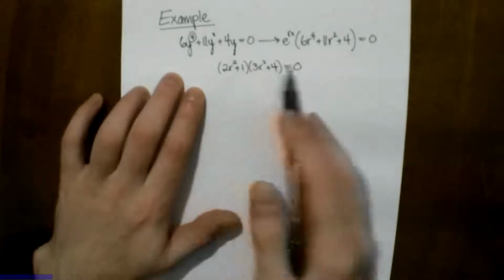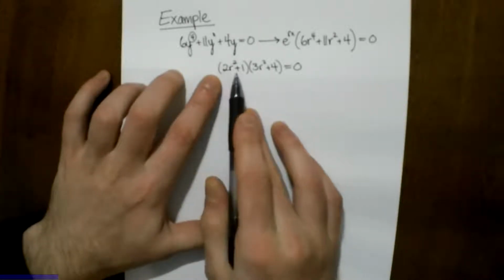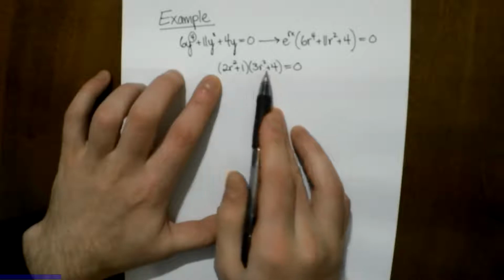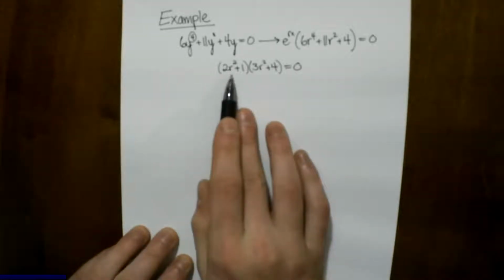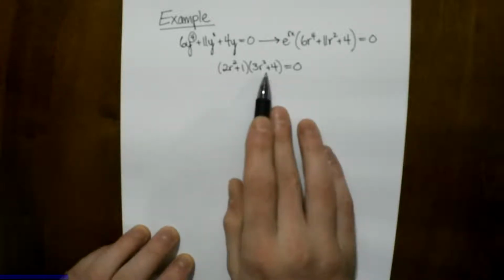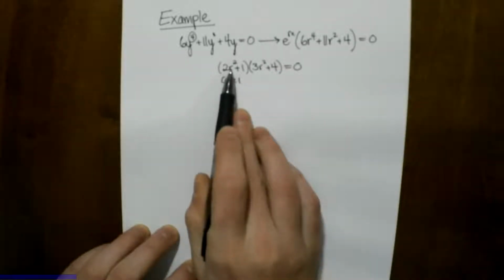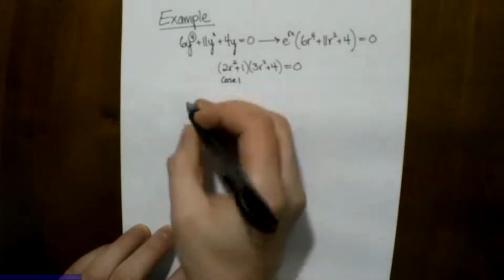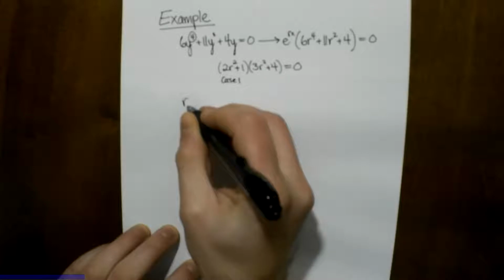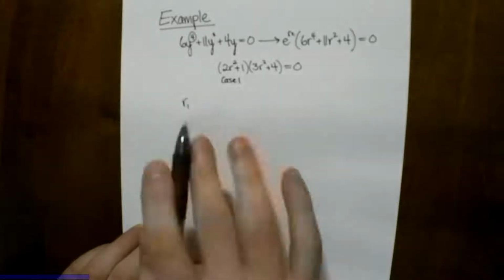So if you put this through a quartic solver, you will see that it factors to the quantity 2r squared plus 1 times the quantity 3r squared plus 4. And we then have 2 roots contained in this term and another 2 in this term. So let's first consider case 1 right here. So if this term is equal to 0, let's solve for the 2 values of r contained in this term. So we'll just call it r1. We're going to have a plus or minus, but we'll just call it r1.